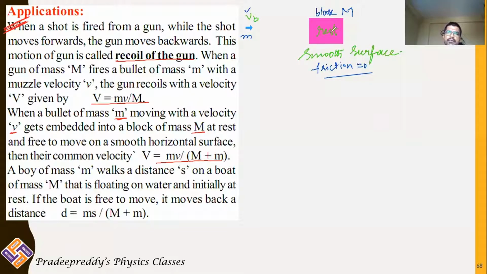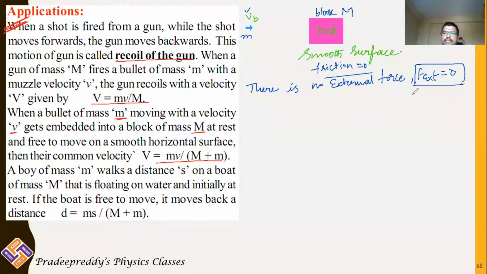So what is the reason for this? See here. There is no external force acting on this system. So I can write F external is equal to 0. If there is no external force acting on the system, it means that whatever the initial momentum of the system is, the same momentum should be there afterward also, right?